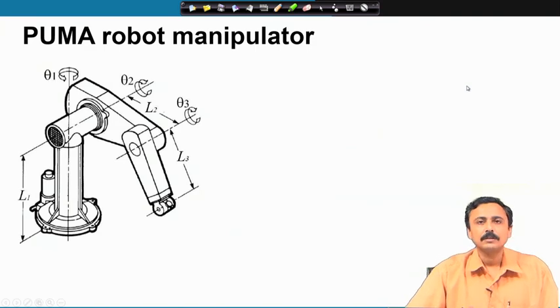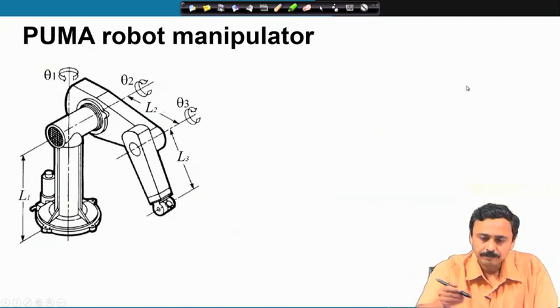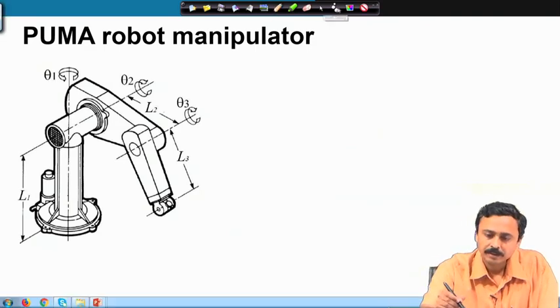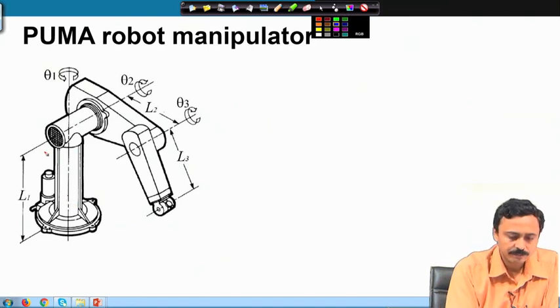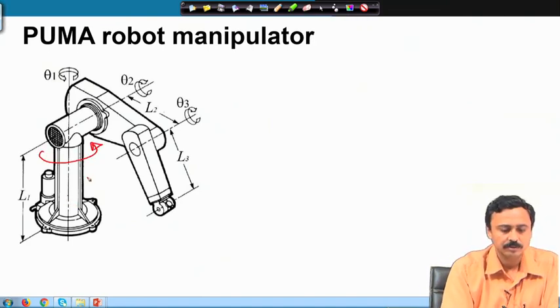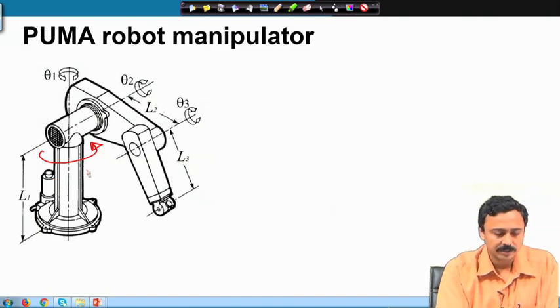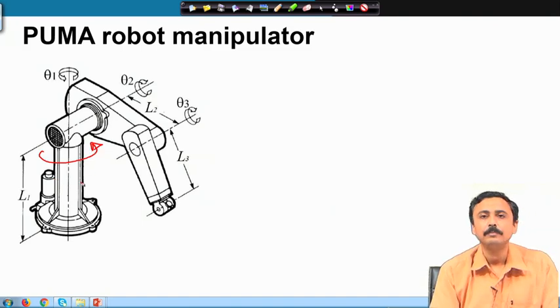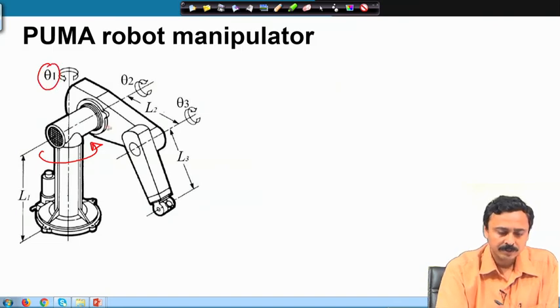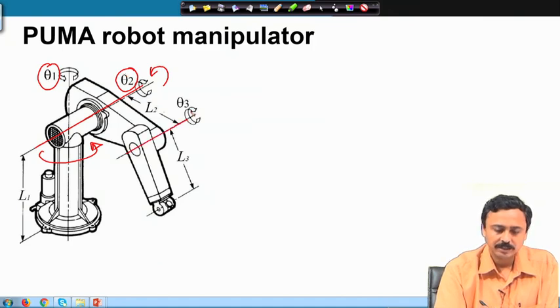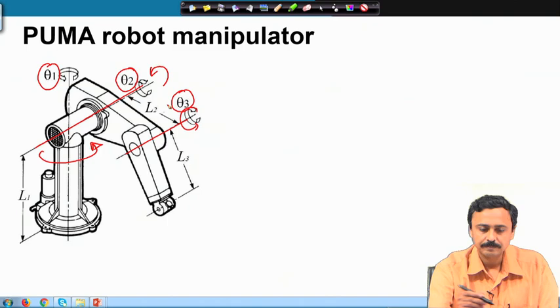Now, this is a robot manipulator. Let me show you first what are the possible motions. So, one is rotation about this base revolute pair, which is indicated by theta 1. Then rotation about this axis indicated by theta 2, and finally rotation about this axis indicated by theta 3.